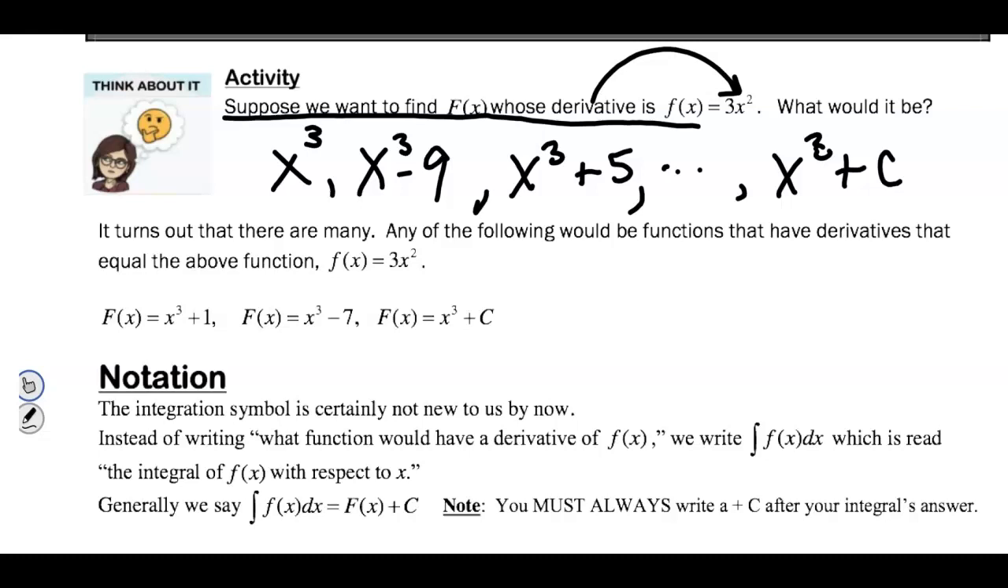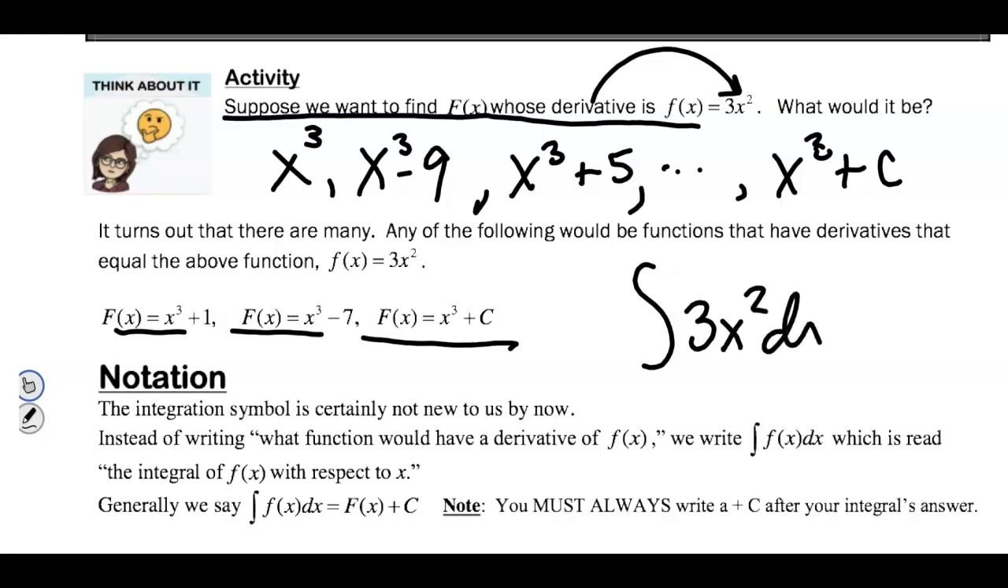But all of these guys up here have a derivative that's 3x squared. If we were to write this as a mathematical statement, we would say... I'm going to give you some language. Are you ready? There's a lot of language today. So there's a couple ways I could read that. When you integrate 3x squared with respect to x, you get x cubed plus any constant.